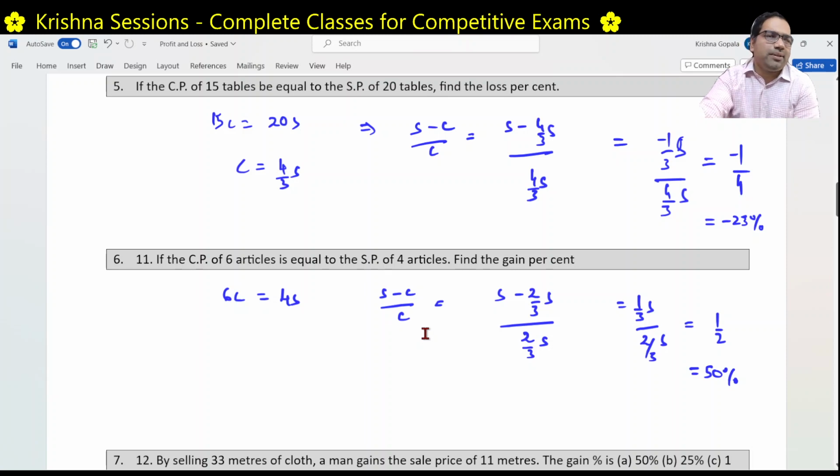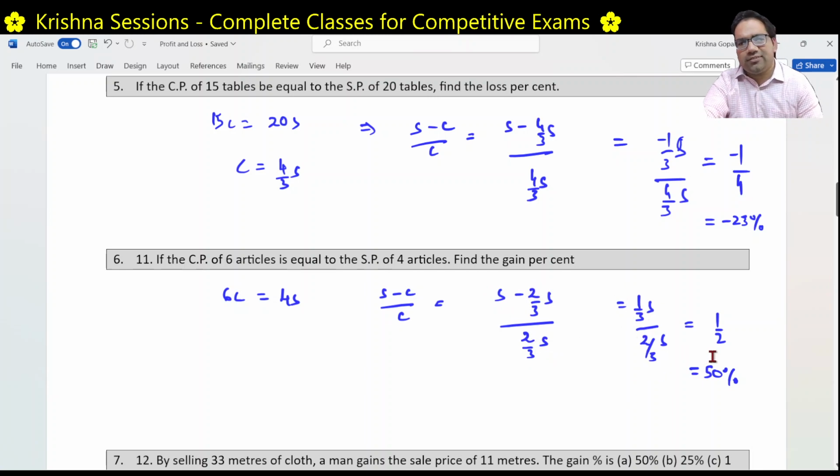Okay. If the cost price of 6 articles is equal to the selling price of 4 articles, find the gain percent. 6 into cost price is equal to 4 into selling price. What is selling price minus cost price by cost price? Let's substitute here. C is equal to 4 by 6 S, that means 2 by 3 S. S minus 2 by 3 S by 2 by 3 S. Right. That means 1 minus 2 by 3, which is 1 by 3. 1 by 3 by 2 by 3. 3 and 3 will get cancelled.